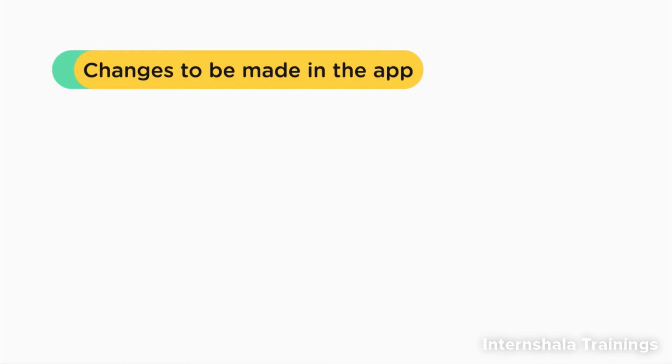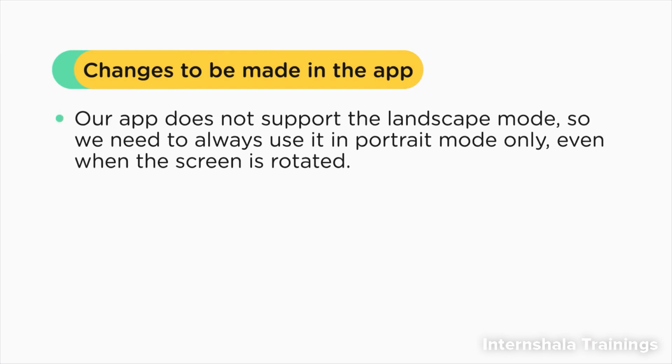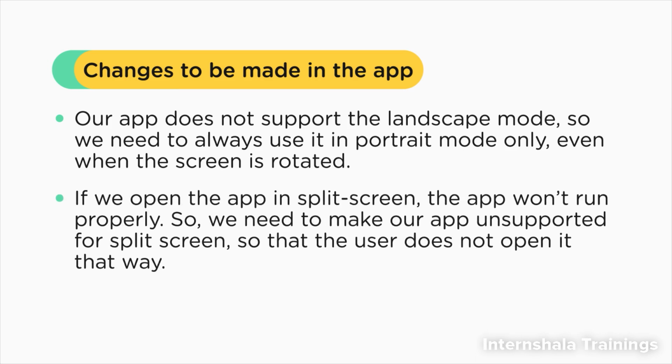As a final step, there are a couple of changes that we need to make in our app. First, our app does not support the landscape mode, so we need to always use it in portrait mode only, even when the screen is rotated. And second, if we open the app in split screen, the app won't run properly. So we need to make our app unsupported for split screen so that the user does not open it that way. So we will put the checks for these two things.